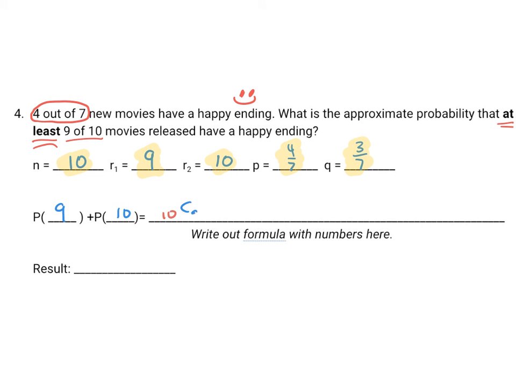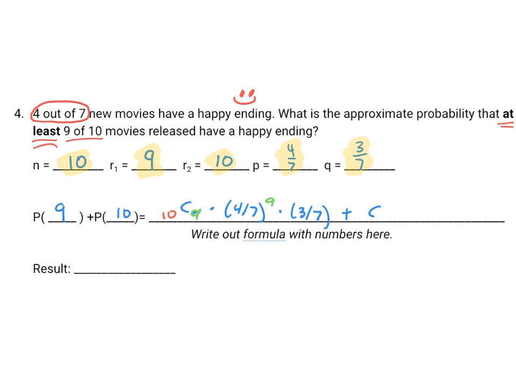10C9. Oops, I've been doing that in green. Let's just put it in green there. 10C9 times the probability of success raised to the 9th power times the probability of failure raised to the 1st power. Now, since you're raising it to the 1st power because it's 10 minus 9, you don't need to write that little 1. It'll save you some typing on your calculator.